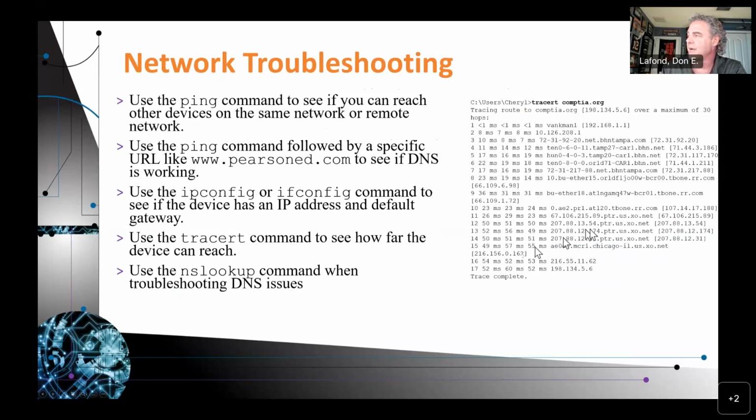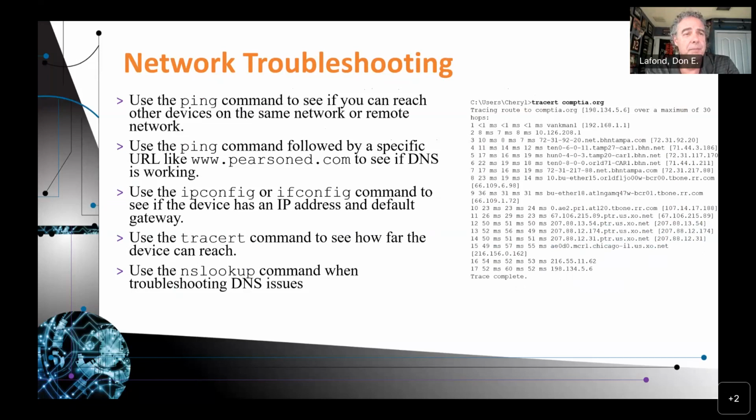If the problem is out here someplace, on the other end, like you can get to 216.55, and 198, but you can't get any further, it doesn't complete. Well, then maybe there's a problem with the other side's default gateway or edge router or the device itself. So if you know an IP address of a device on the other end, ping it, and that'll help you narrow down what the problem is.